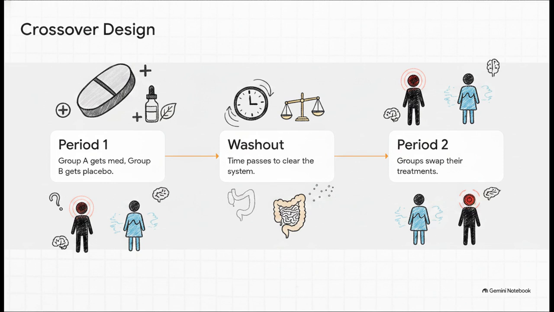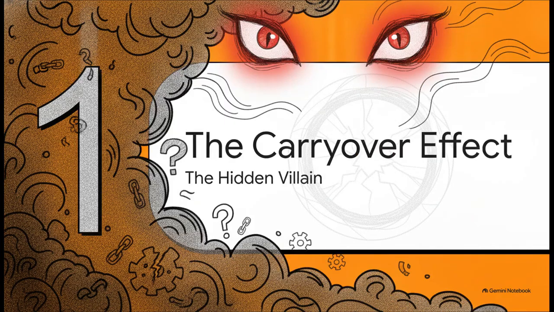On paper, this design is brilliantly efficient, it's incredibly flexible, but just when this setup seems totally perfect, a hidden threat emerges from the shadows, and it's a complication that can literally invalidate the entire set of results if researchers aren't incredibly careful. Section 1. The villain, otherwise known as the carryover effect.